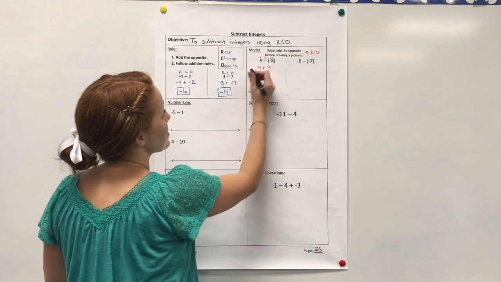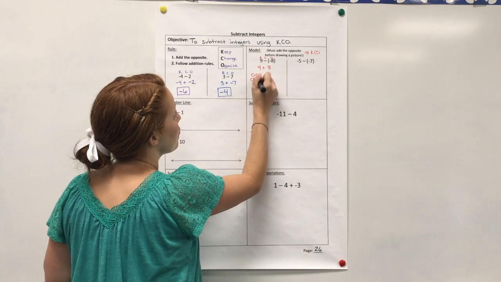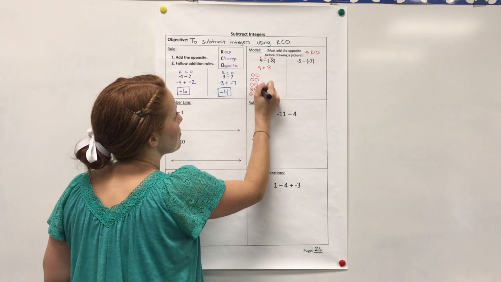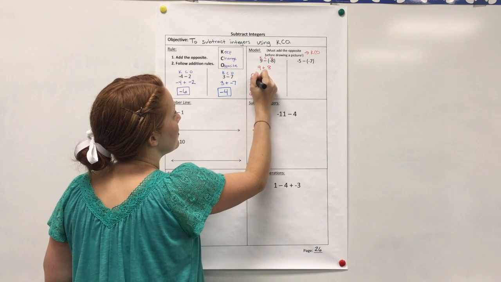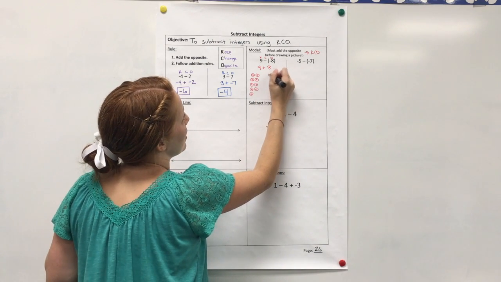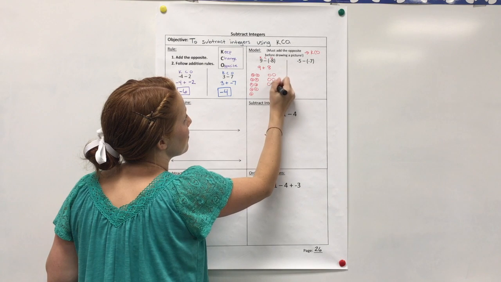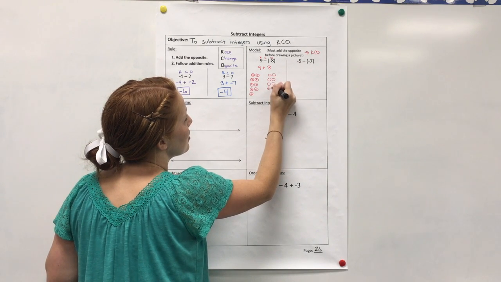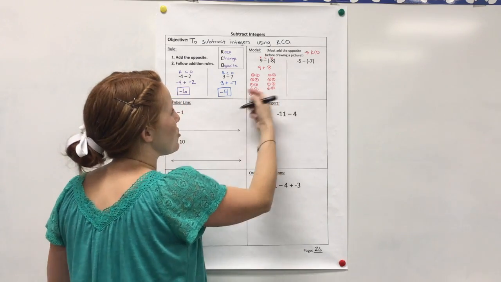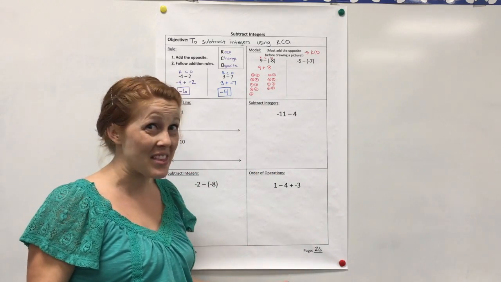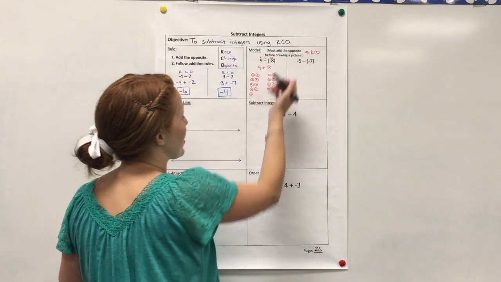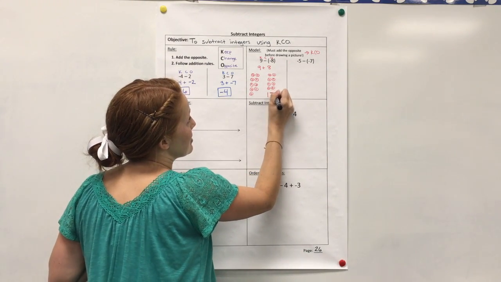I would have 9 positives. 1, 2, 3, 4, 5, 6, 7, 8, 9. Put the positive sign on the inside. Then I have 8 positives. 1, 2, 3, 4, 5, 6, 7, 8. And now you can see they're all positive, so I don't have anything to cancel out. So I just put them all together. How many is that? Well, 9 plus 8 is 17.